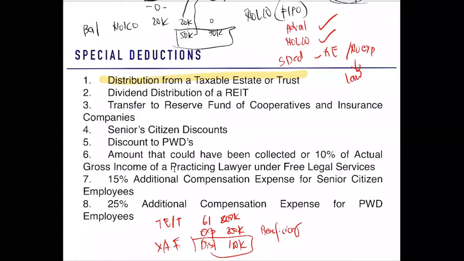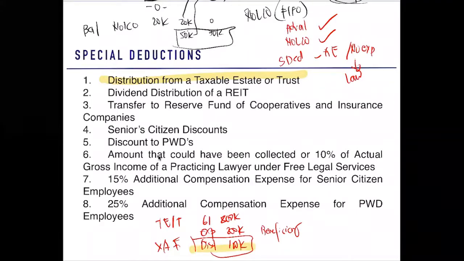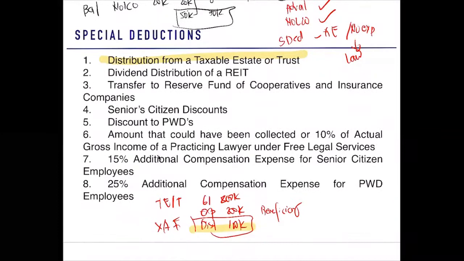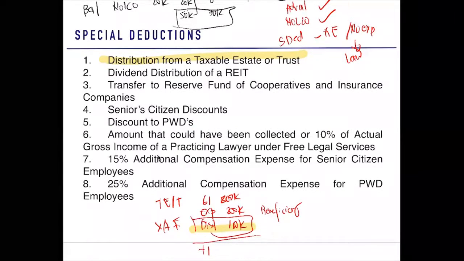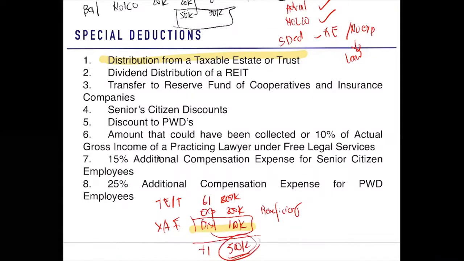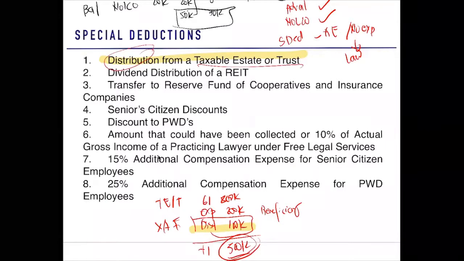Pero anong sabi ng law? The law provides that your distribution from that taxable estate can be deducted. So this 100,000, even though it is not an expense, can be deducted. So what is the taxable income in case that is a deduction? 800 less 200 less 100, 500,000 pesos. So take note, a distribution from an estate or trust to the beneficiary is considered as a deduction.